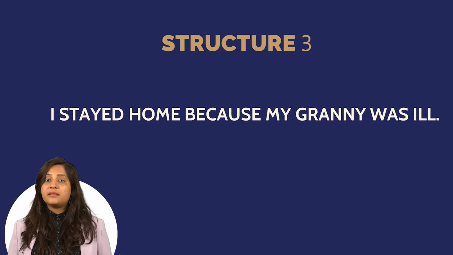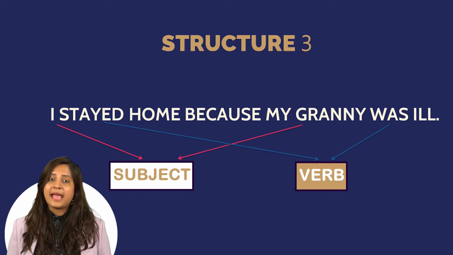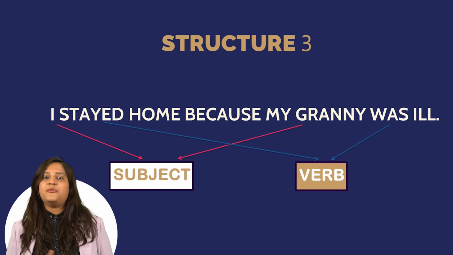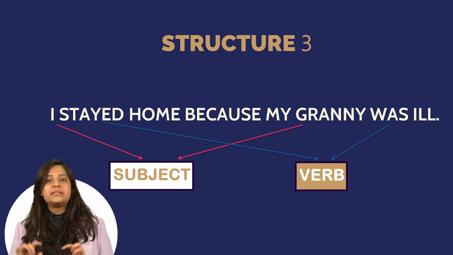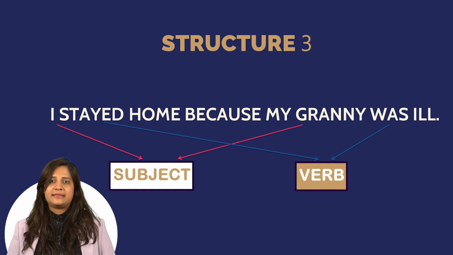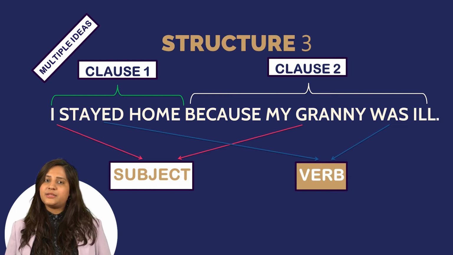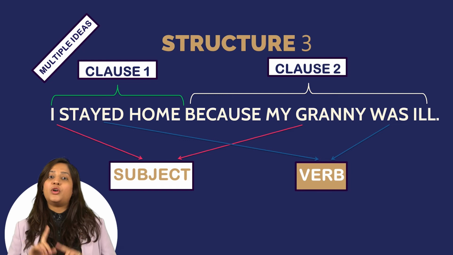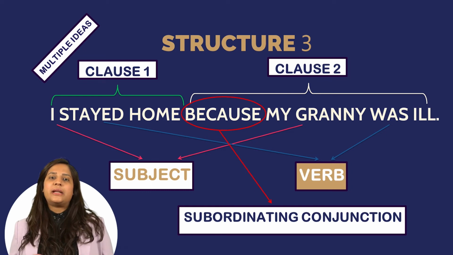We have got another structure for you to learn. The sample sentence reads, I stayed home because my granny was ill. Once again, we have 2 pairs of subject and verb. I and my granny are the subjects and stayed and was are the verbs used in the sentence. So as per the definition of clauses, we have 2 clauses in this sentence too. I stayed home makes the first clause and because my granny was ill is the second clause. And yes, we have because as subordinating conjunction. More on subordinating conjunctions later.